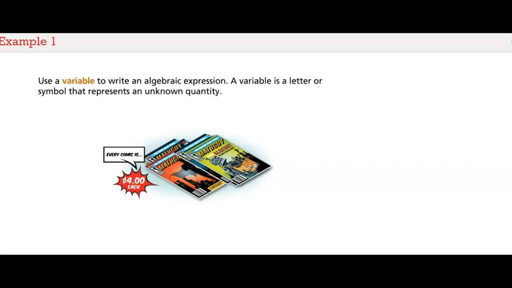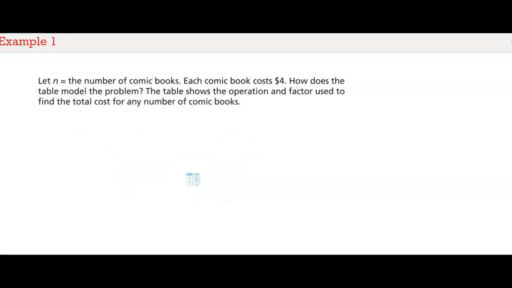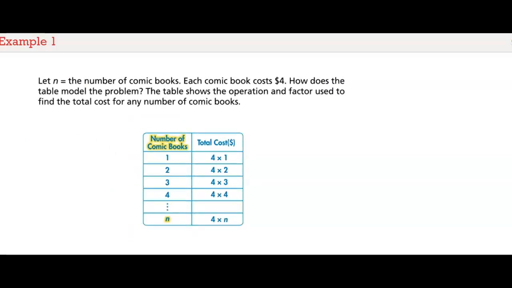Use a variable to write an algebraic expression. A variable is a letter or symbol that represents an unknown quantity. Let n equal the number of comic books. Each comic book costs $4. How does the table model the problem? The table shows the operation and factor used to find the total cost for any number of comic books.